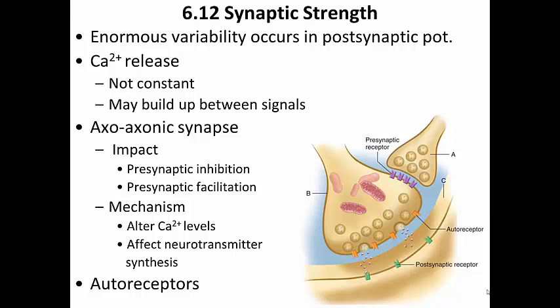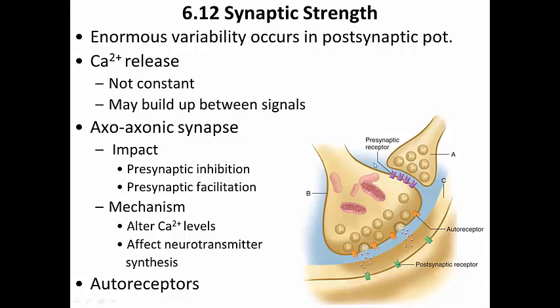But if another action potential arrives before all the calcium has been pumped back out of the cell or into intracellular organelles, then you're going to have a summation of the level of calcium found in the presynaptic terminal. Therefore, you're going to have a greater concentration of calcium and more neurotransmitter released, and obviously a greater influence on the postsynaptic cell. So the number one reason that calcium levels would vary is a buildup between successive signals, in other words, successive action potentials.